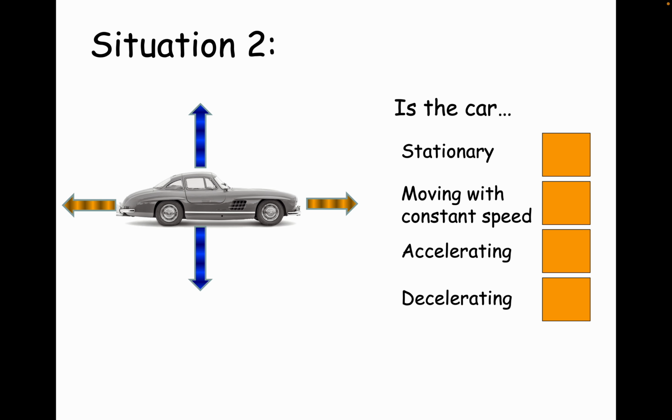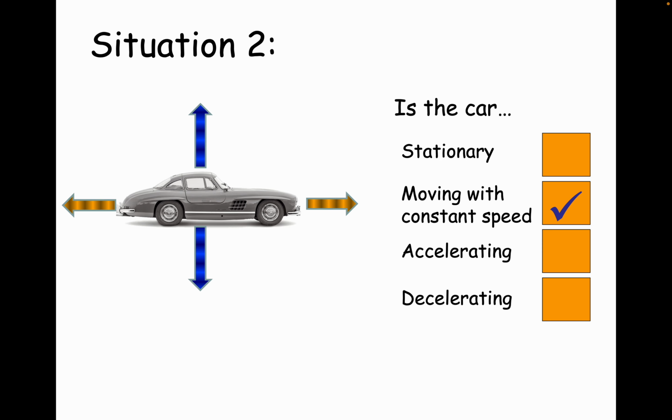What about situation 2? This time you've got 4 forces acting on it: one forwards, one backwards, one up and one down. The length of the arrows indicates the size of the force, and if the arrows in opposite directions are equal in length, then the object will be balanced in those directions. So what's the answer in this situation? Is the car A, stationary, B, moving with constant speed, C, accelerating, or D, decelerating? Think of your answer now, and here is the answer.